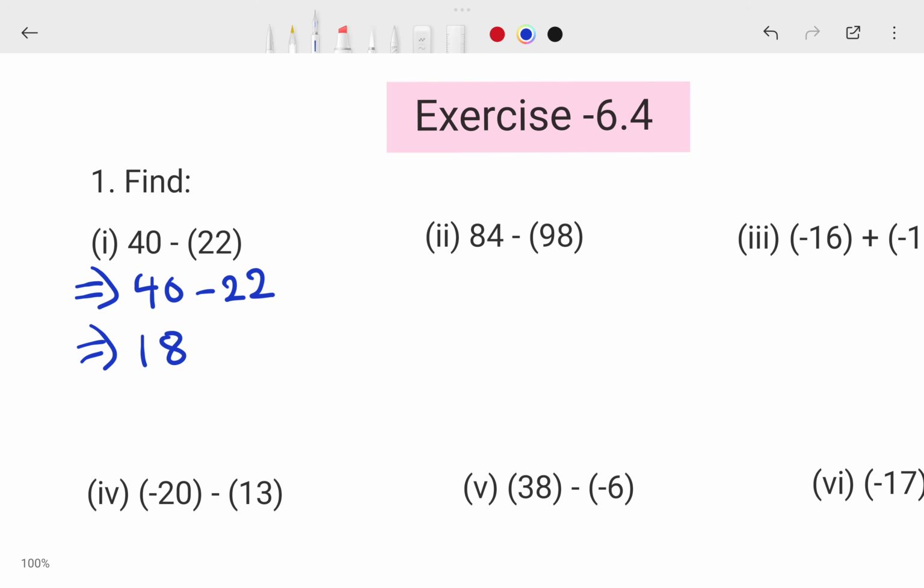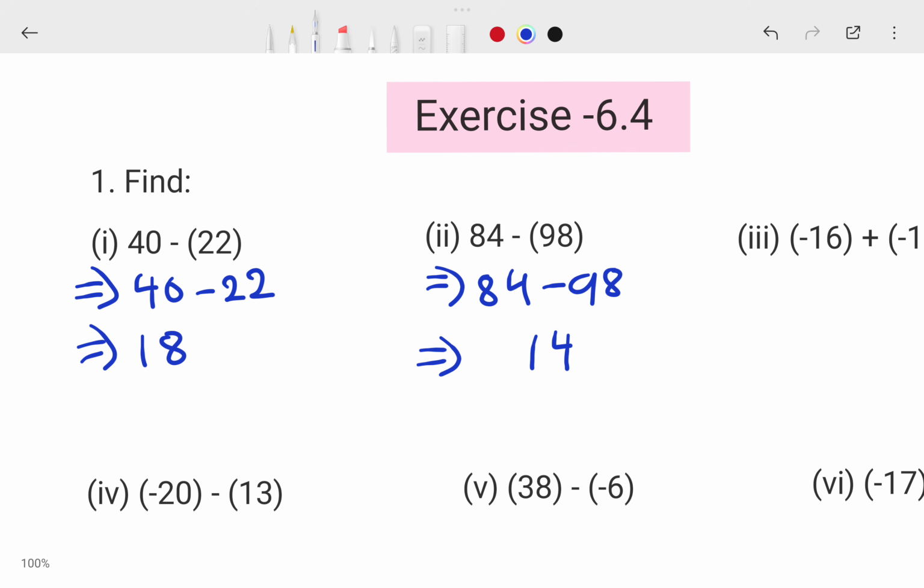Now in this one, which is greater? 40 is greater. You will understand this one, but let's talk about this one. Here 84 is given, and minus 98 is given. If you subtract 84 from 98, you know what it will become. It will come to 14.